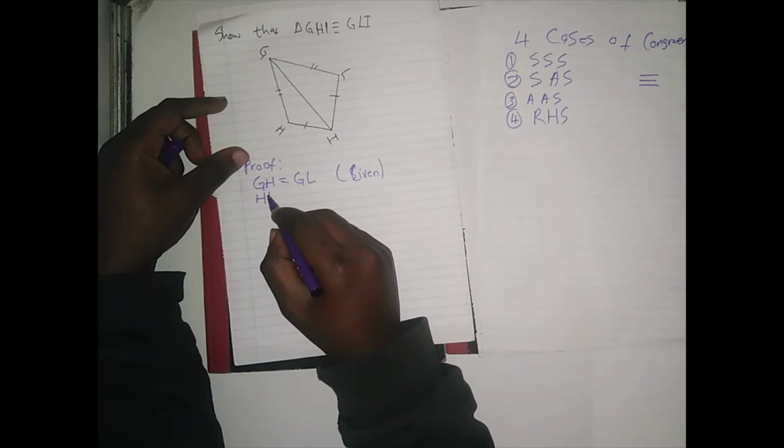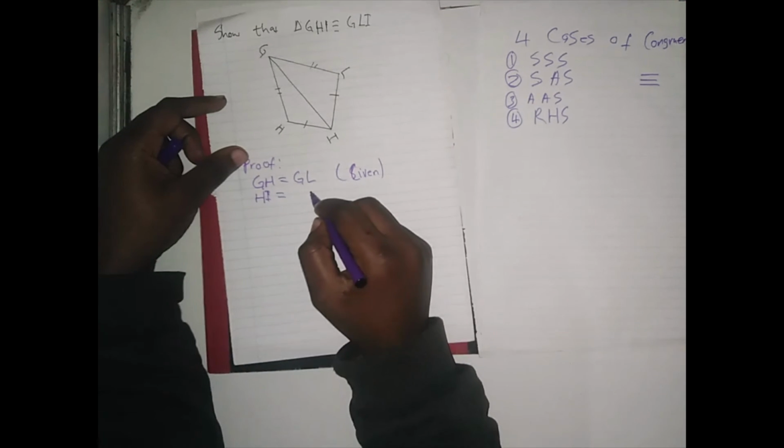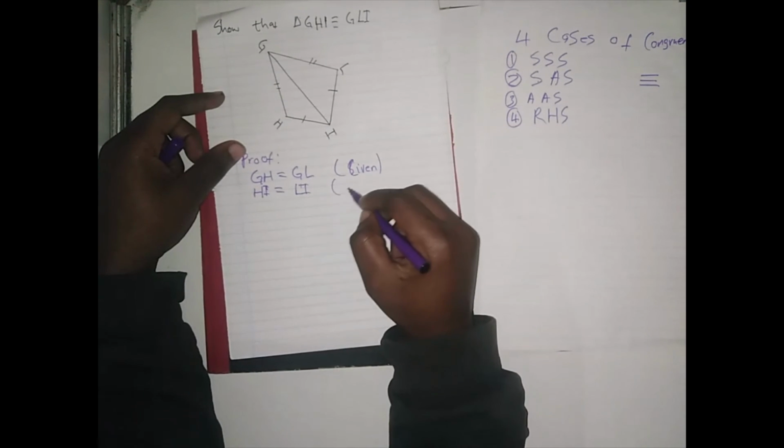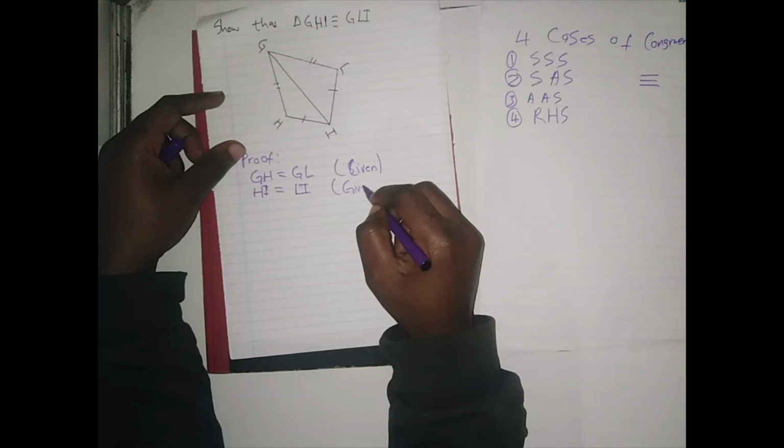Right. So in this case, HI is equal to LI. Now where do we take that from? It's given.